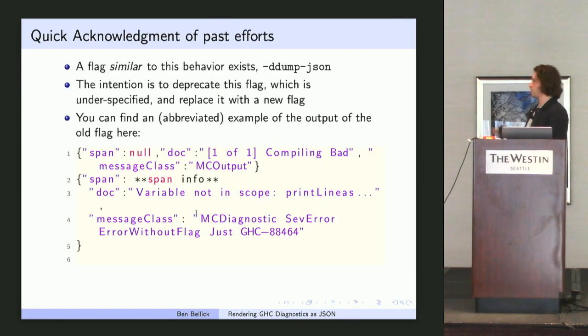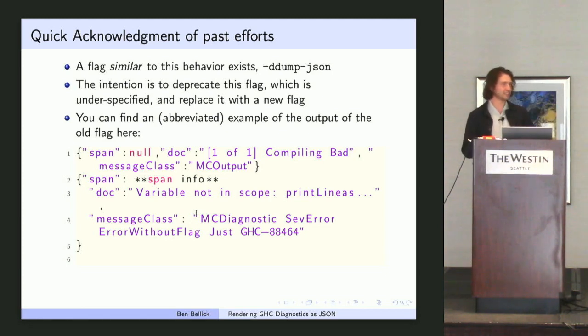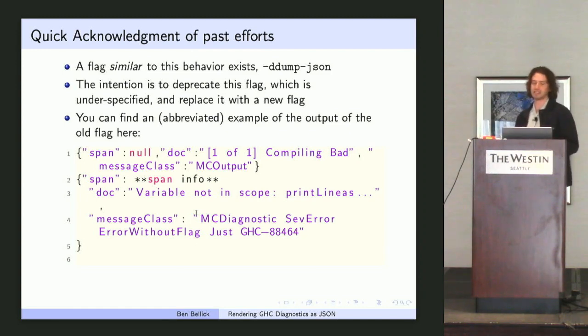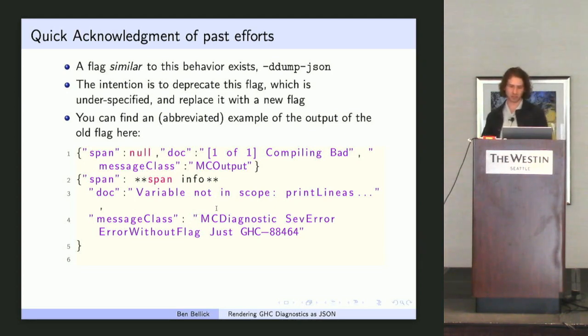So just a quick acknowledgement. There is actually a flag in GHC right now that does more or less something similar. Maybe it looks familiar to some of you. It's -ddump-json. And this flag is useful, but its usefulness is actually quite limited as it stands right now. On the one hand, the way things stand right now is it's a little underspecified. You can look at some of these details and see that you're getting the same JSON structure out for a compiling message and also for a diagnostic message when these are clearly two different things.